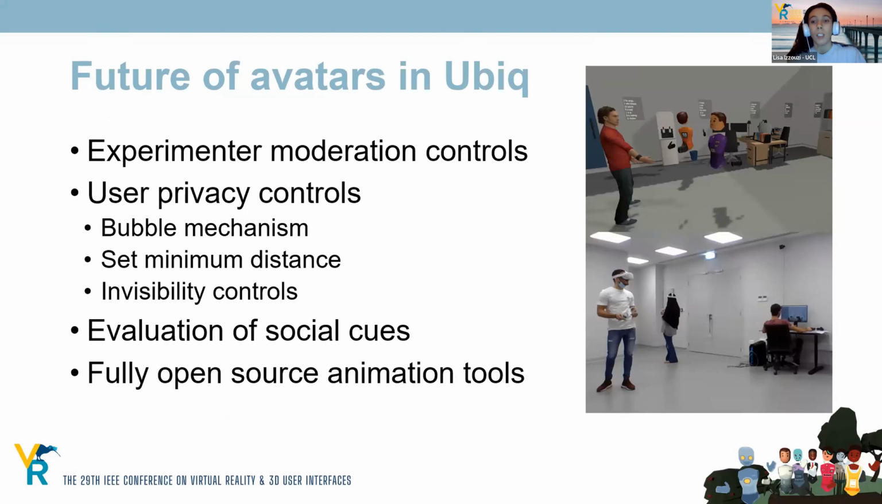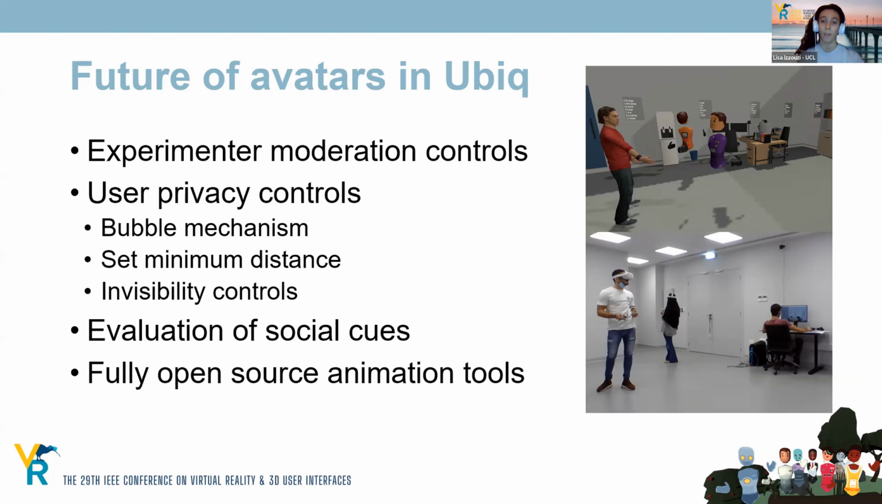What we would like to see in the future for the avatars in Ubik would be for experimenters to have more moderation control, so to be able to control, not what the users are doing, but to be sure that the users are being respectful of each other and be able to have controlled experiments. We also would like to implement user privacy controls such as a bubble mechanism, which we can already see in a lot of commercialized social VR platforms.